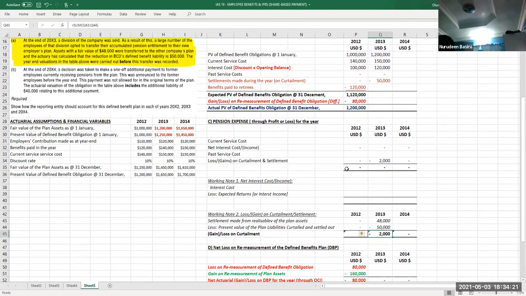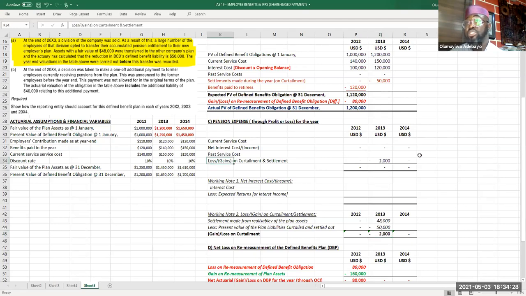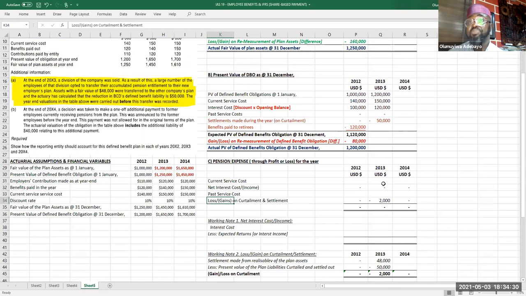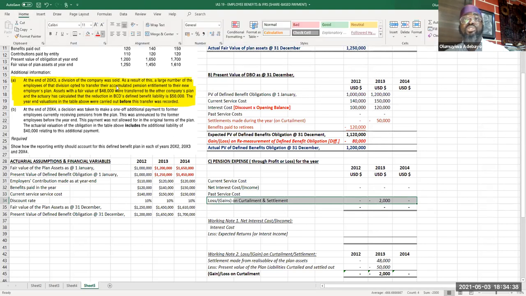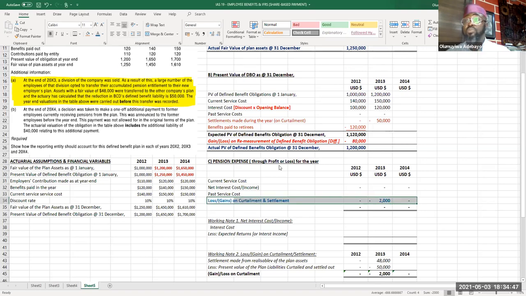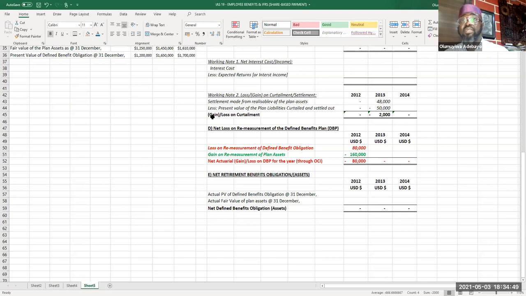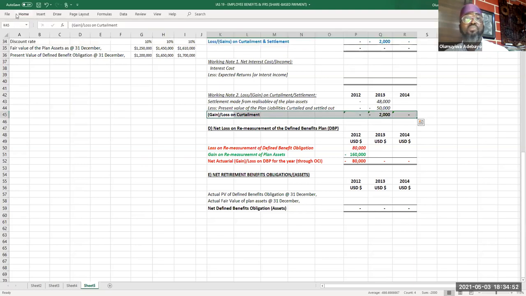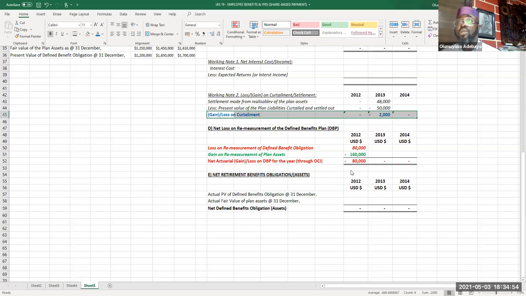Okay, take note of that. That 2,000, as a gain, will come here to reduce your pension expense as loss on curtailment. Take note of that. Okay, let me put this in a color that can relate to what we have here. Okay, that is that.